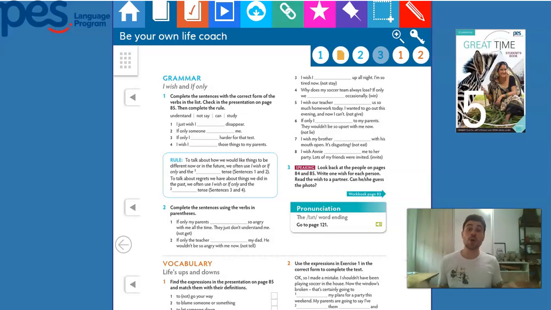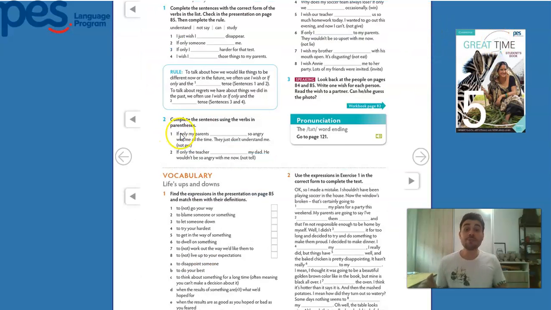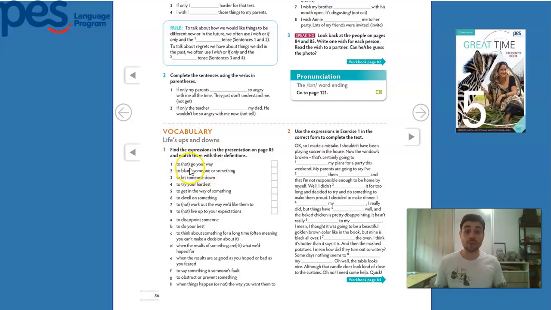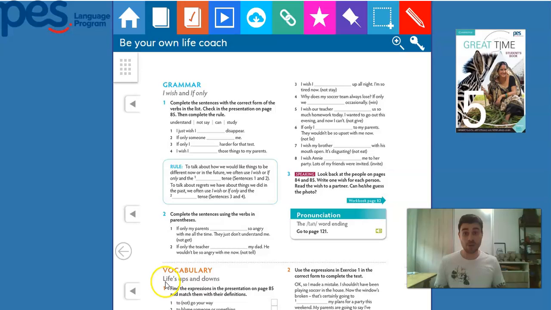Alright guys, so, hope you were all doing fine, and today, we're going to start by taking a look at the first grammar topic of Unit 9. And this grammar topic is related to I wish and if only, just as you can see over here. Remember guys, if you have your books with you at home, we're working on page 86, okay?